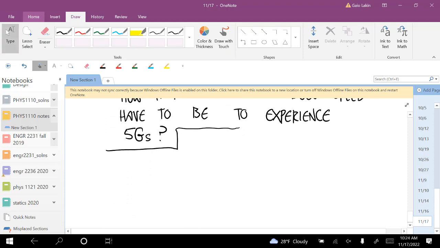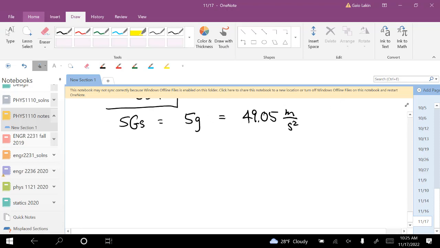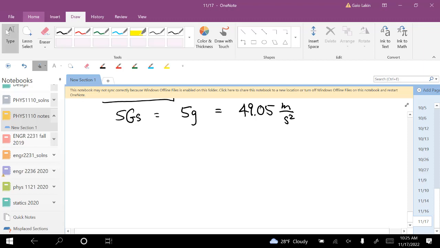Well, first of all, 5 G's means a magnitude of acceleration of 5 times lowercase g, which is 5 times 9.81, so 49.05 meters per second squared. Okay, so that's the acceleration magnitude that we're talking about. So let's start going through the steps, and we're going to get to the end of this problem before we get to the end of the steps.